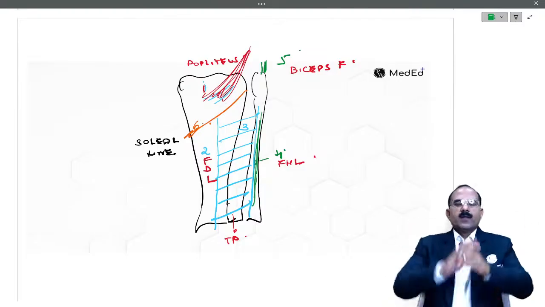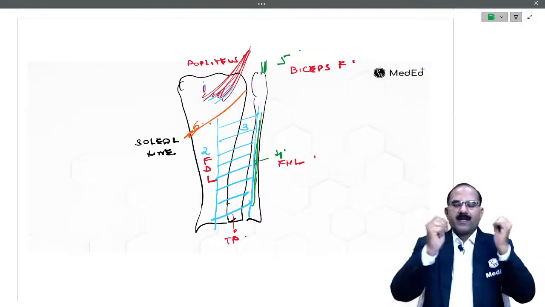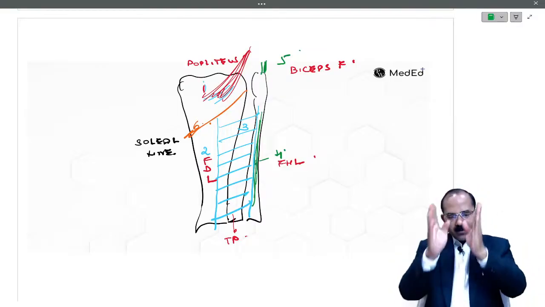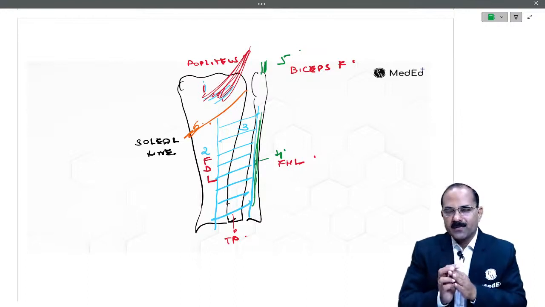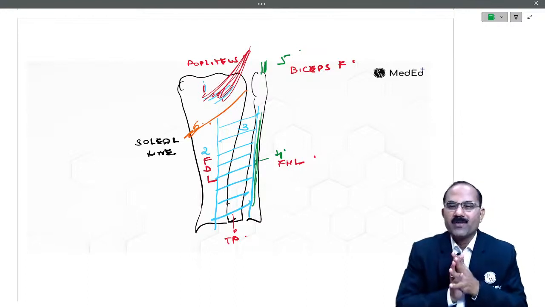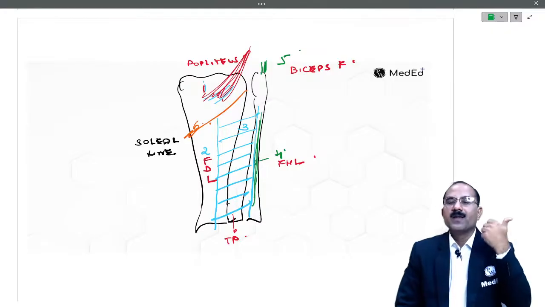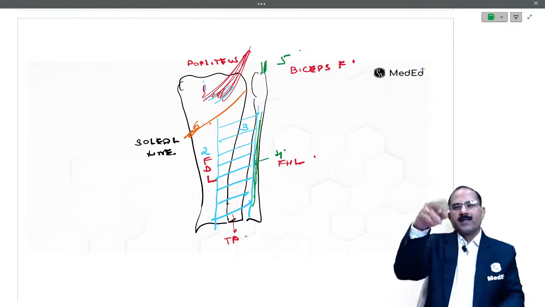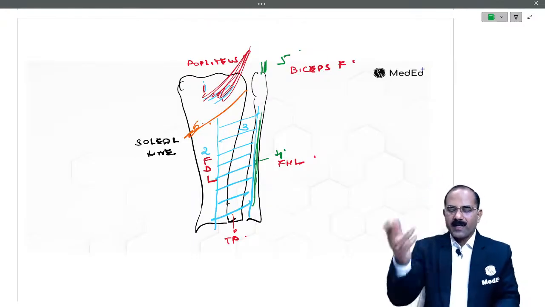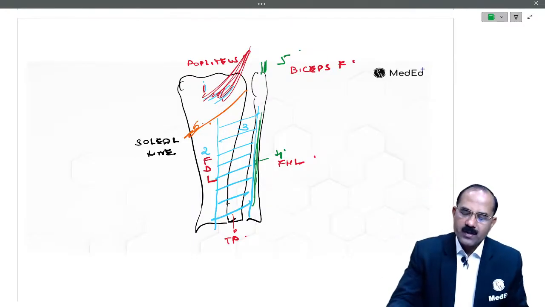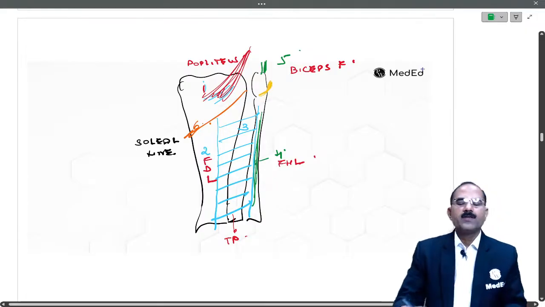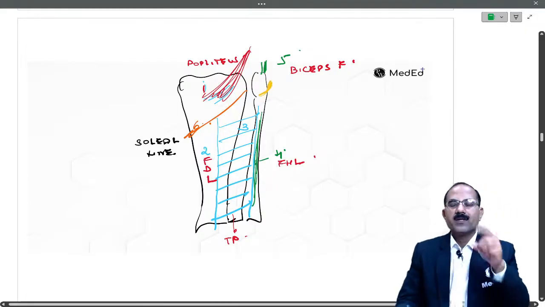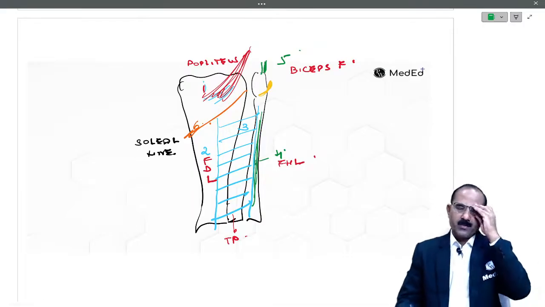Okay. So the soleal line of tibia is the attachment of popliteus. Then divide the tibia and the fibula into two halves. From the posterior aspect is the tibialis posterior. Medial aspect of the shaft of tibia gives origin to flexor digitorum longus. Lateral aspect of shaft of fibula gives origin to flexor hallucis longus. And the styloid process gives attachment to the biceps femoris. And what is here? The nerve which winds around the neck of the fibula is the common peroneal nerve. Common peroneal nerve.